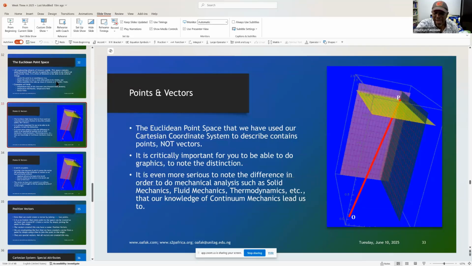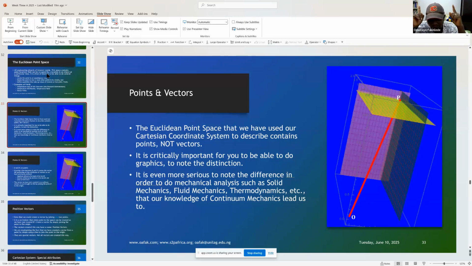So, we have talked about points, and we now want to talk about vectors. The Euclidean point space, for which we have used our Cartesian coordinate system to describe, contains points. They don't contain vectors, they contain points. It is critically important for you to be able to do graphics to note the distinction. You need to understand when you are talking about points as distinct from when you are talking about vectors. It is even more serious to note the difference in order to do mechanical analysis, such as solid mechanics, fluid mechanics, thermodynamics, that our knowledge of continuum mechanics leads to.